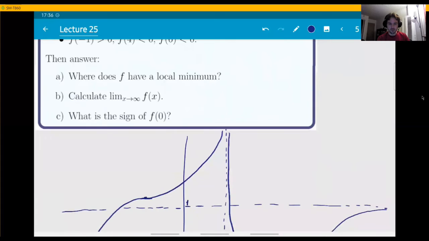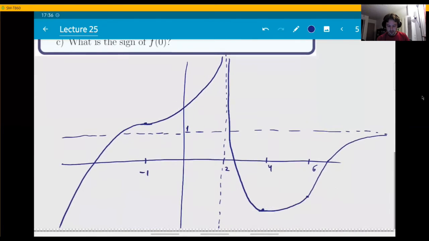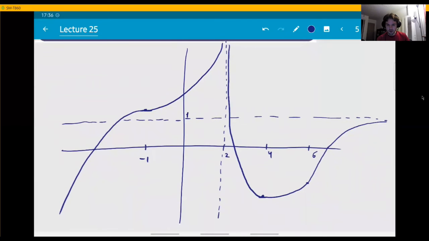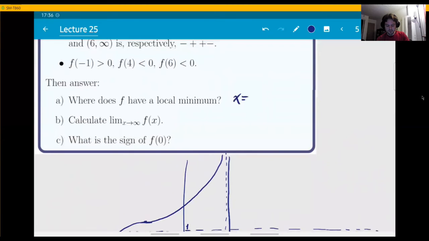Where does f have a local minimum? Look at the graph. There's only one location where there is a local minimum. It's at x equals 4, right here. This is the only valley that you have, even though this is not going to be a global minimum because there are locations where f is strictly smaller than that. But this is a local minimum, x equals 4.